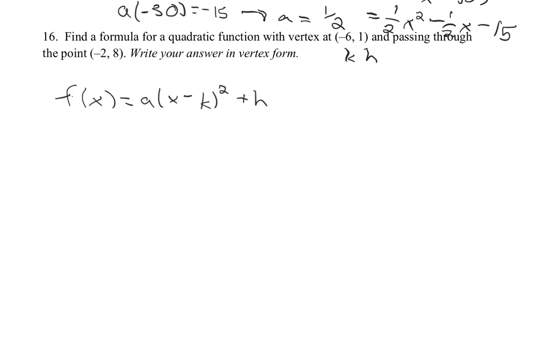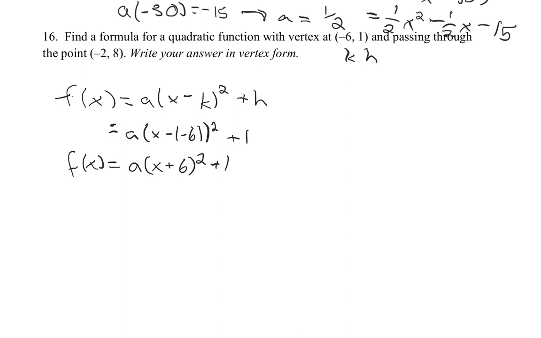So first, we're going to plug these values for the vertex in. So we'll get f(x) = a(x - (-6))^2 + 1. Minus negative 6, that's just the same thing as x plus 6. Okay? So now we have this being equal to f(x). Now we need to figure out what that a is equal to. And it gives us this other point here, and we haven't used that yet, so let's see if there's a way we can.